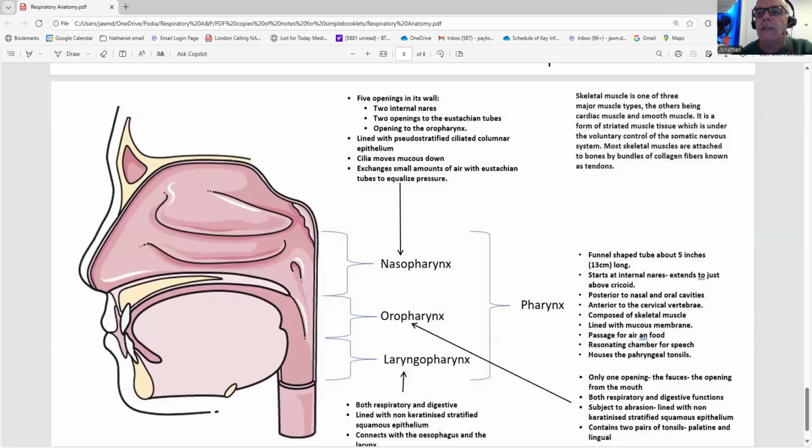So today is going to be respiratory anatomy and physiology. Now, we've only got 40 minutes because this is the free Zoom program, and that's as long as we can get. So let's get going.